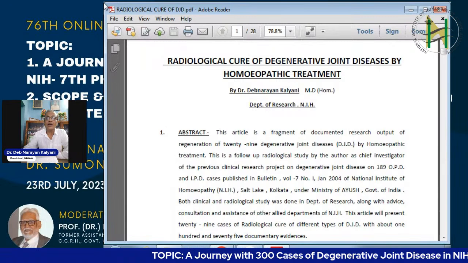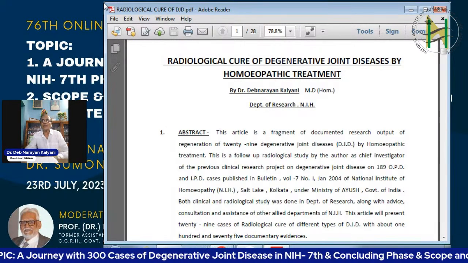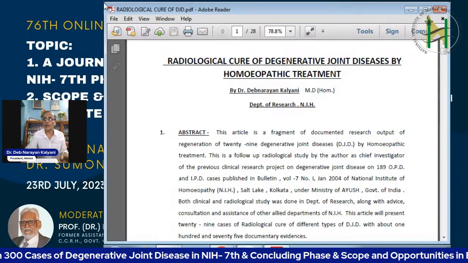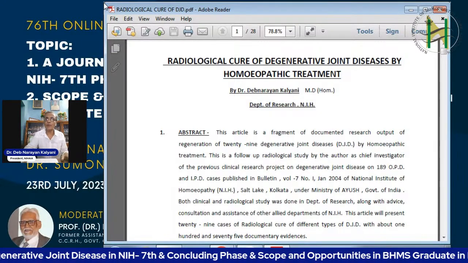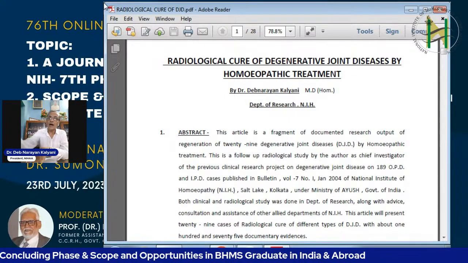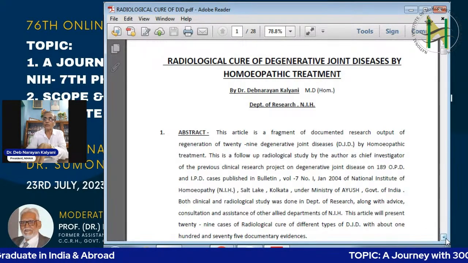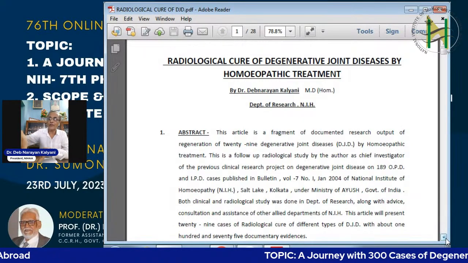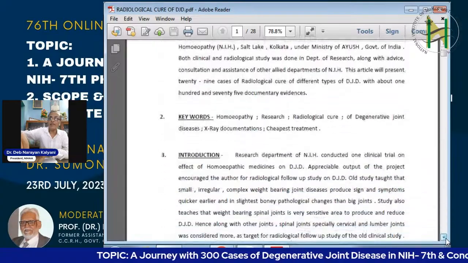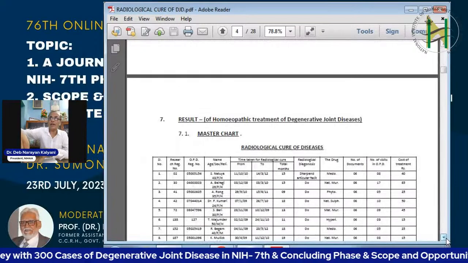Today, we will see a few cases of degenerative joint disease completely cured radiologically, certified by the radiologist, not by any homeopathic doctors. In the last phase, unfortunately, there was some network issue. That's why we could not conclude the whole phase. So today we will give the remaining phases of this degenerative joint disease simply by showing the documentation.